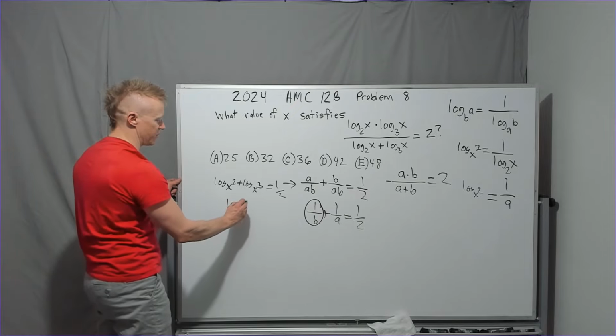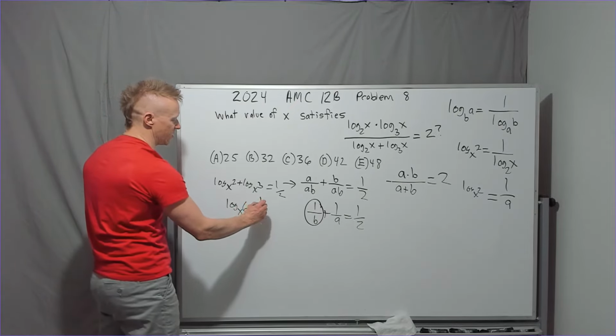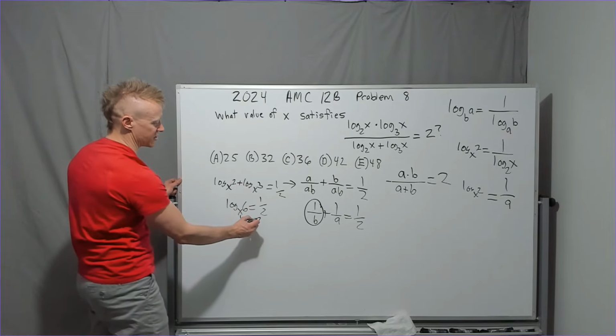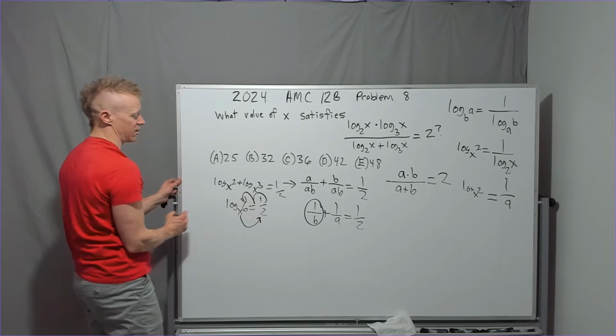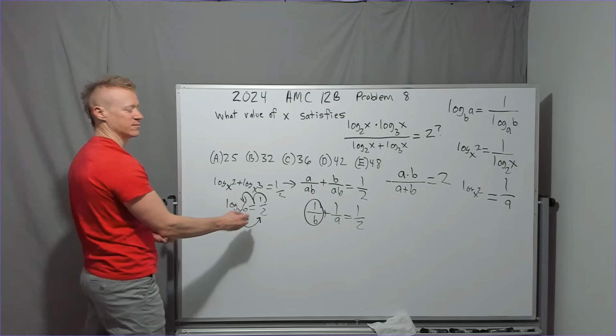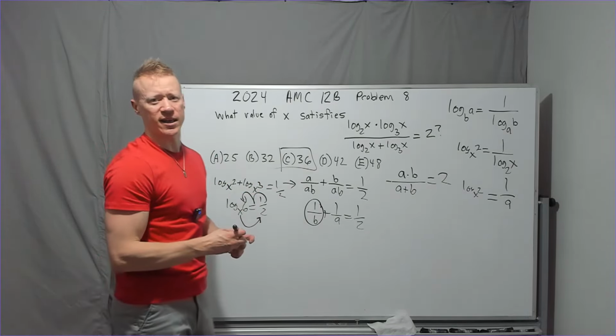Now that our bases are the same, this plus sign, these get combined into one log. It becomes log base x of 6 equals 1/2. You just multiply the arguments to do that. X to the 1/2 equals 6. I call it smiley frog face because it looks like one. X to the 1/2 is 6. X is 36. Let's go ahead and get to problem 9.